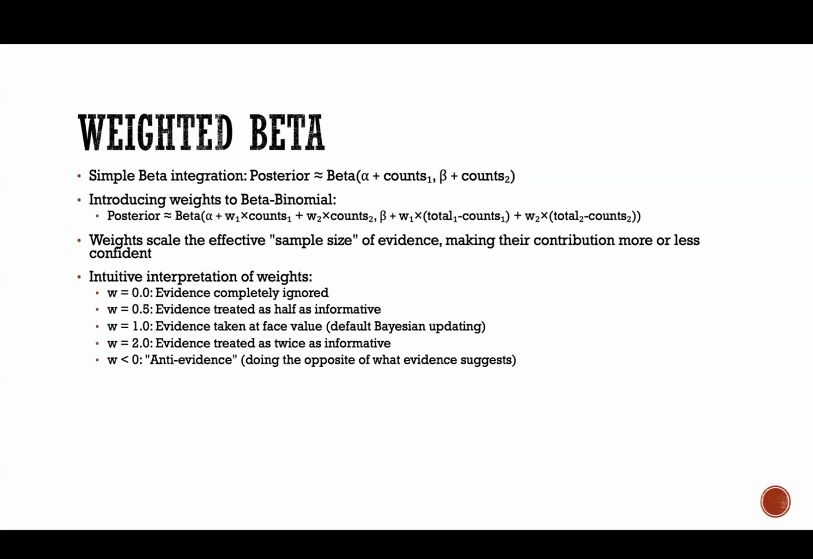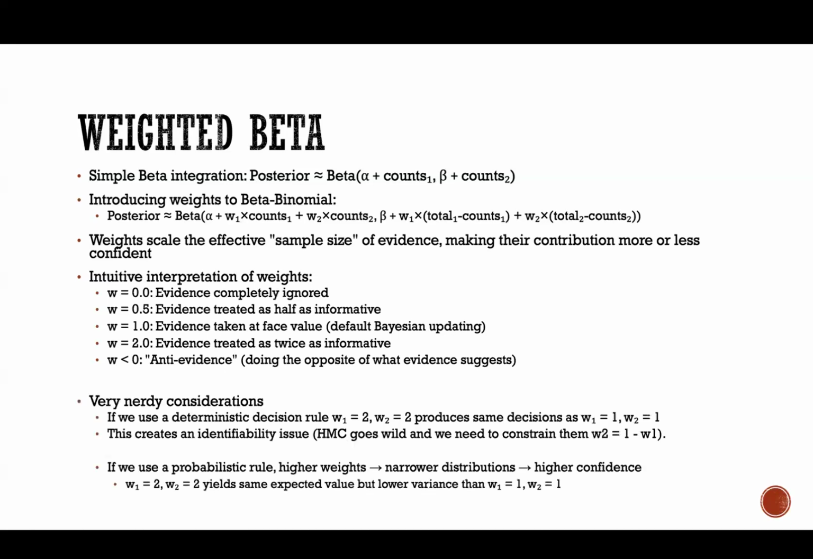Again, we have a scale that's very similar to the previous one. 0, the evidence is ignored; 0.5, the evidence is treated as half informative; 1, the evidence is taken at face value; 2, the evidence is treated as twice as informative; and negative is doing the opposite of what the evidence says.